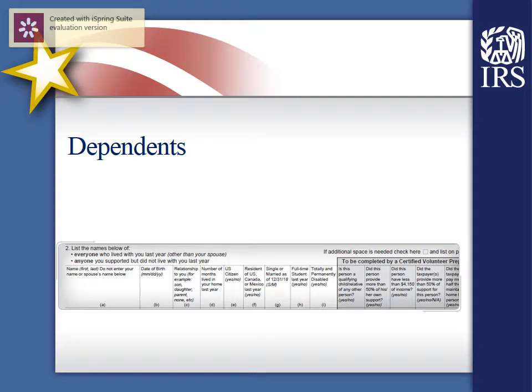In this video, we're going to discuss the rules surrounding dependents. It is very important to understand when a taxpayer can claim someone as a dependent, because it does affect some deductions that a taxpayer may be entitled to and also some credits.